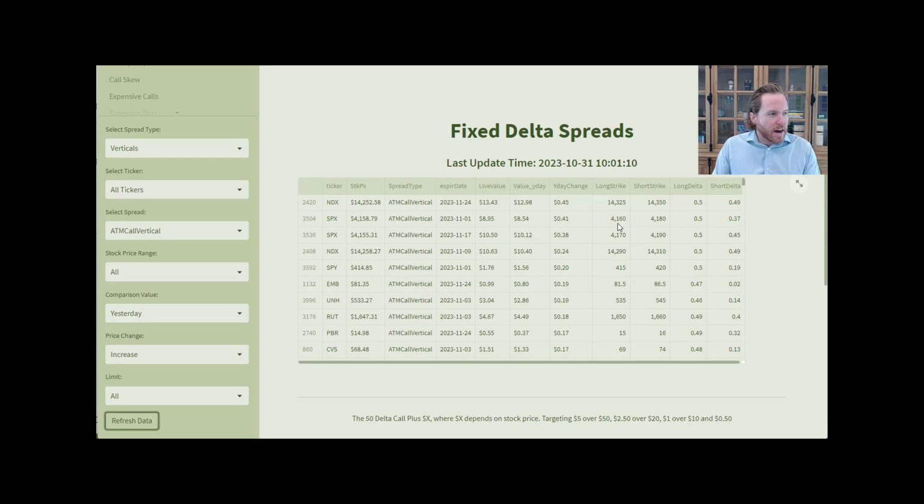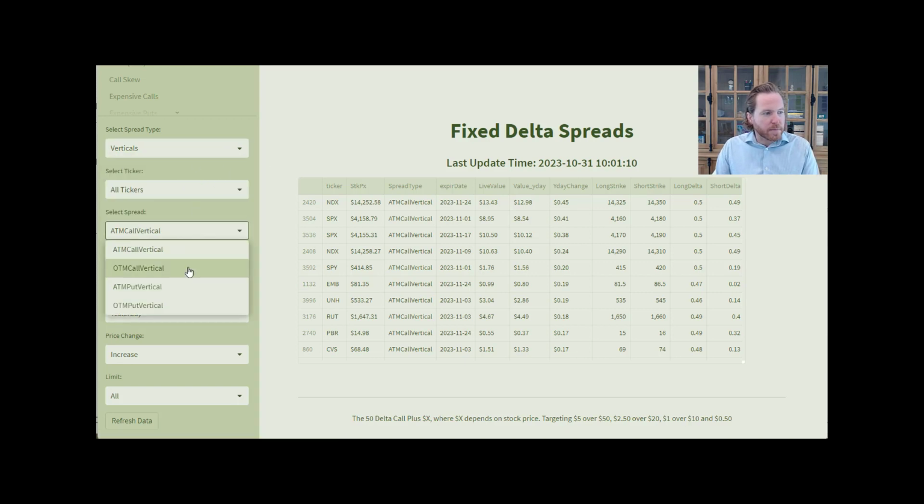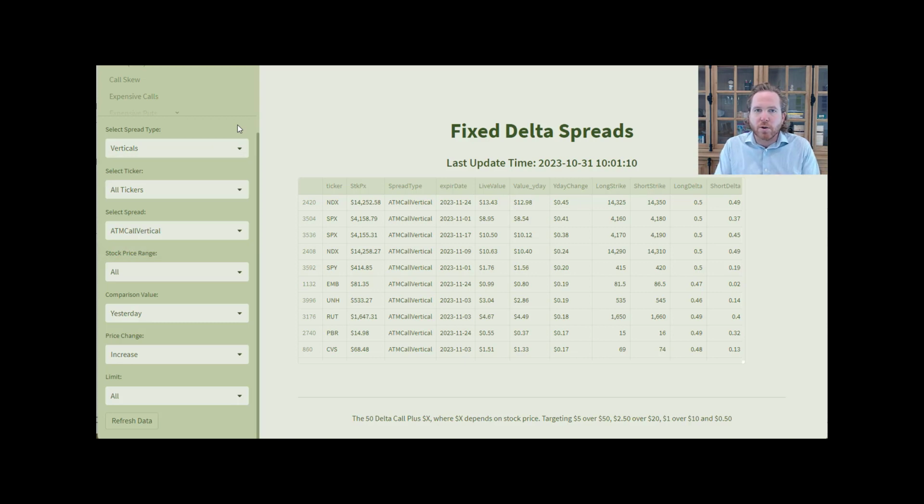That's great. The spreads are divided into 5 different categories. We have verticals, butterflies, straddles, strangles, and condors. Within categories like verticals, we have some subcategories: at the monies and out of the monies for both calls and puts. For the butterflies, that's only going to be at the money. For strangles, we have 2 different delta ranges, and we're going to be continually adding more spreads and spread types here over time.